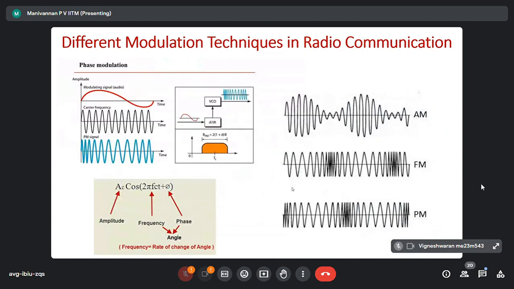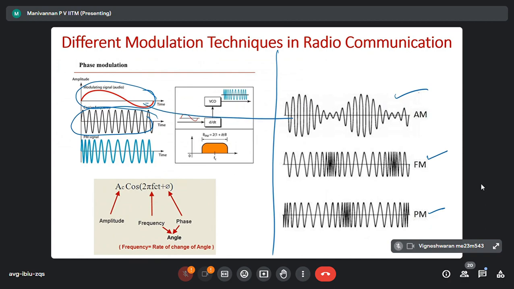Then the third one is called phase shift modulation. Don't worry about how it looks. Just for understanding, I'm showing the three different types of modulation. This is the amplitude modulated signal, this is the FM signal, and this is the PM signal. Here, this is the carrier, and this is the signal which I want to modulate. If I modulate, I may get this, or this, or this. These are the three types of communication systems.